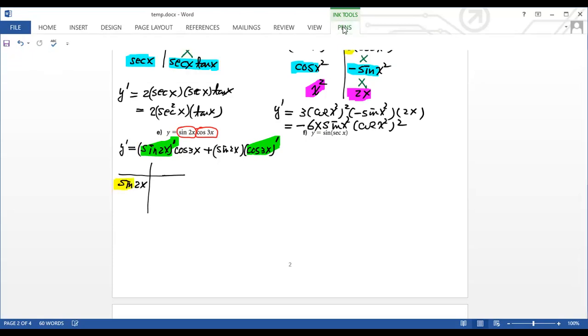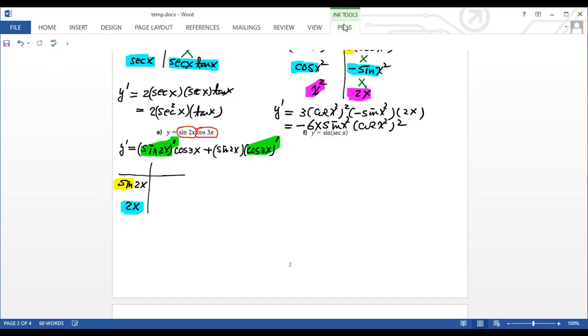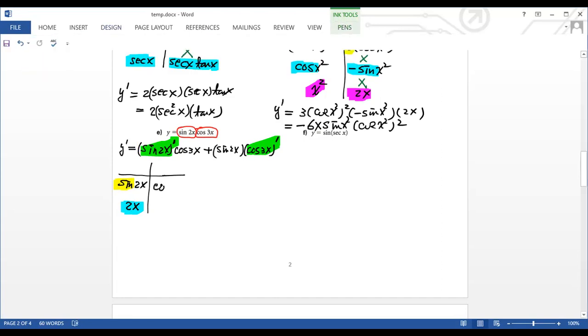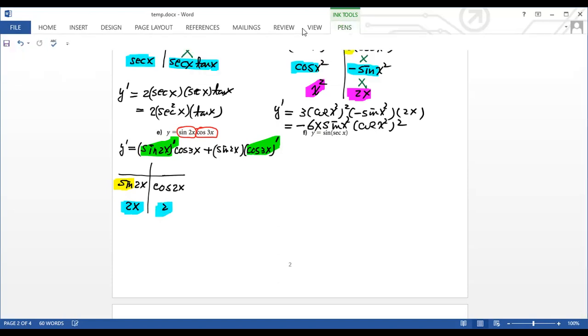So what is my second layer here? It is 2x, correct? Okay, now I can start to take the derivative. What is the derivative of sine? Sine gives cosine, right? Now what is the derivative of 2x? It is 2. Do you get that? So the first layer is sine, and taking the derivative gives cosine. So this term will be 2 times cosine 2x.